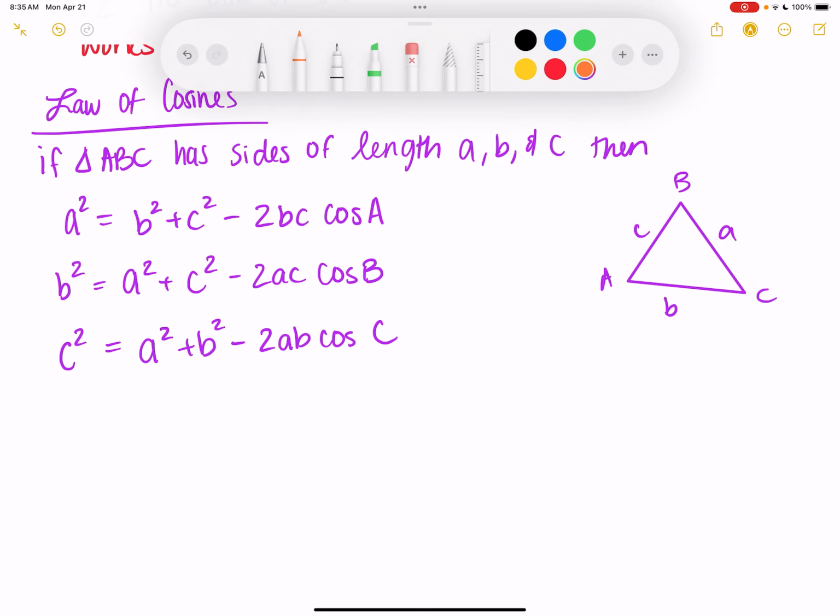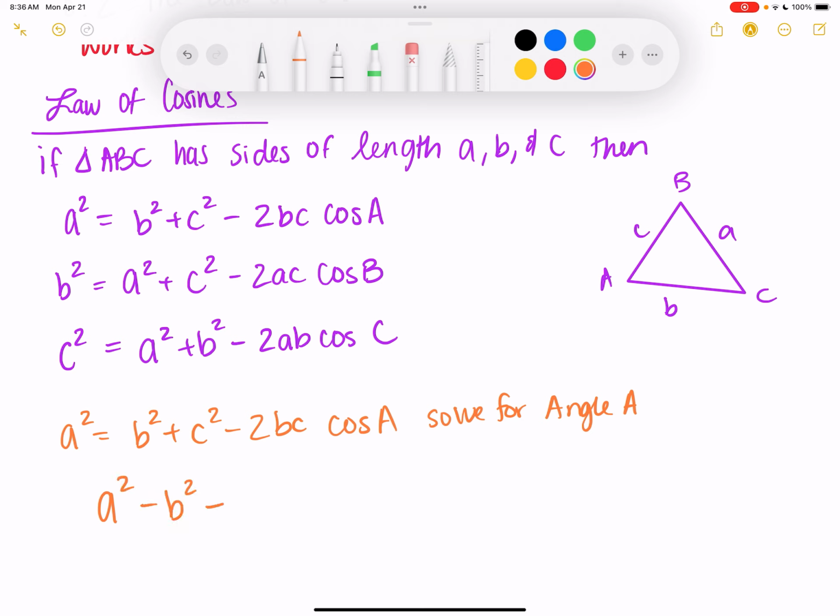So I'm just going to take the first one. A squared equals B squared plus C squared minus 2BC cosine A, and I want to solve for the angle. So solve for angle A. I have to move everything over to get this by itself. So I'm going to subtract B squared and C squared, all at the same time. So A squared minus B squared minus C squared equals negative 2BC cosine A.